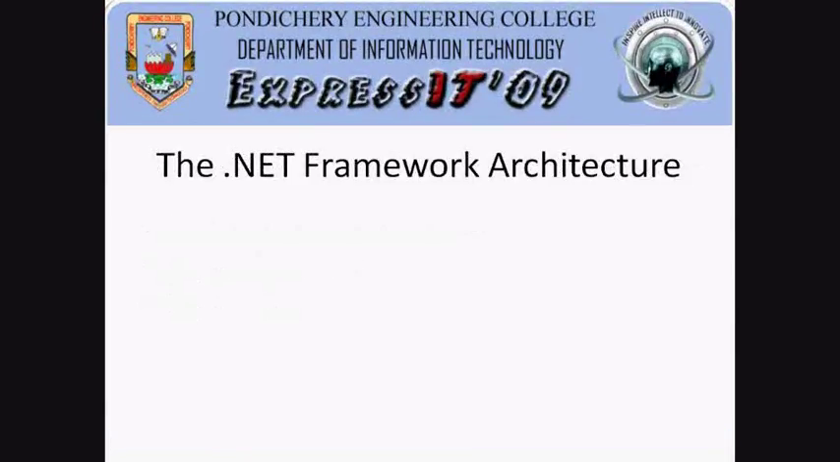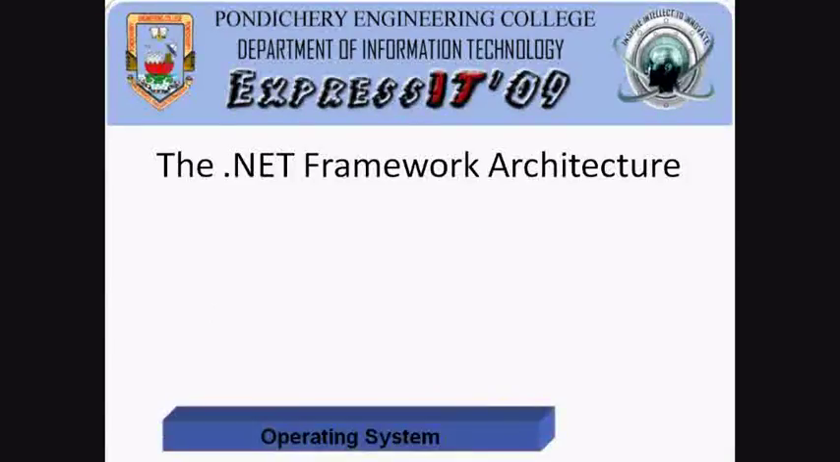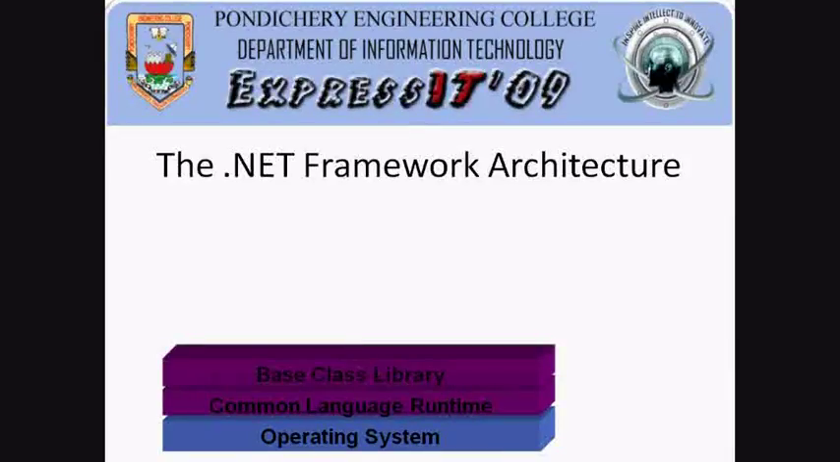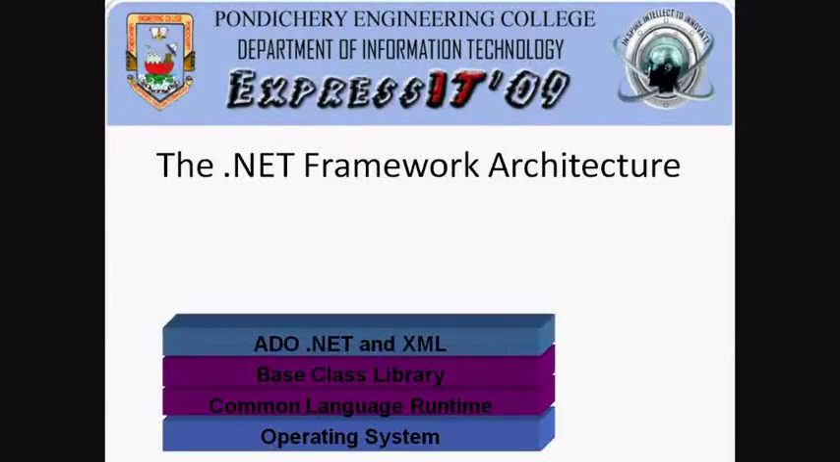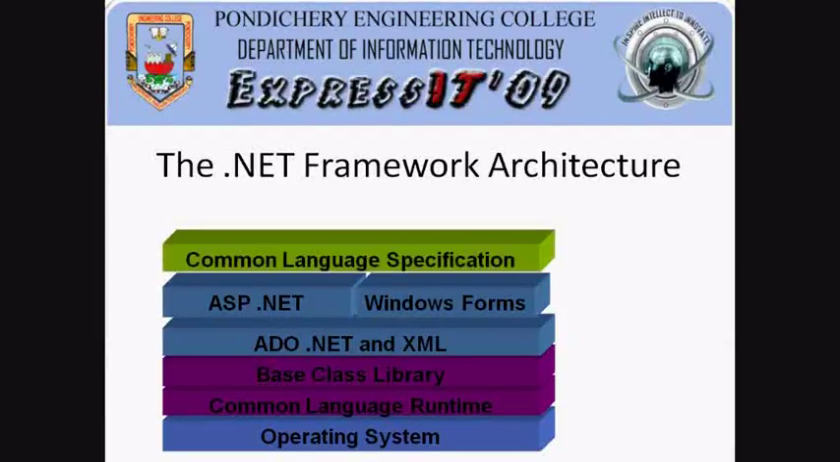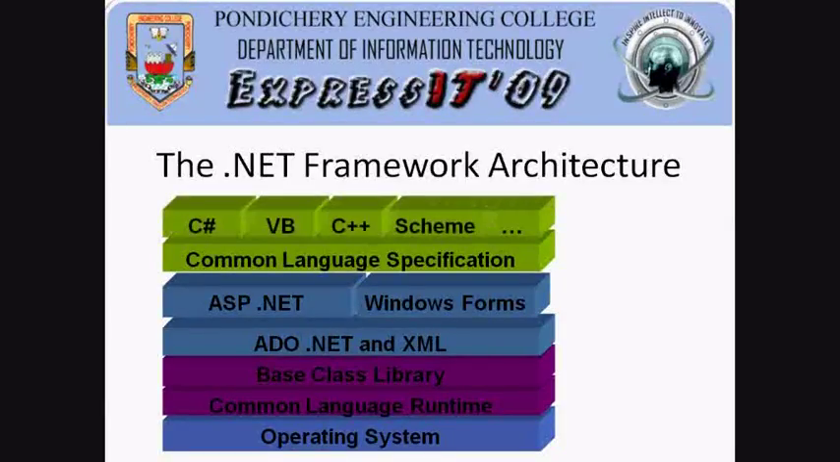First is architecture. First comes the operating system at the bottom. Next is common language runtime. Next is base class library. Above it is ADO.NET and XML with ASP.NET and Windows Forms. Next we have common language specification, that is the compiler. Then we have various languages like C#, VB, VC++, C++, and schemes.